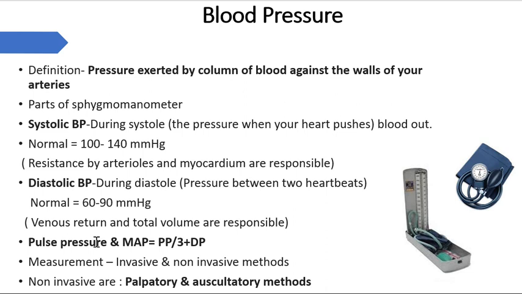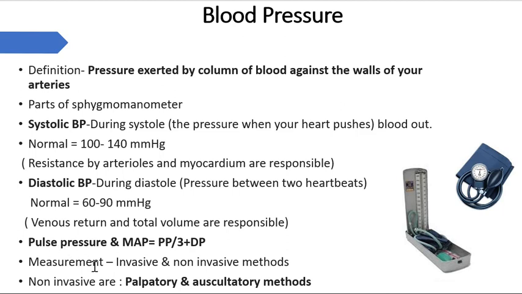Pulse pressure is the difference between the two: systolic minus diastolic BP. You can be asked what mean arterial pressure is. The formula is pulse pressure divided by 3 plus diastolic pressure, which gives you the mean arterial pressure. This is the main stimulus for all our reflexes.